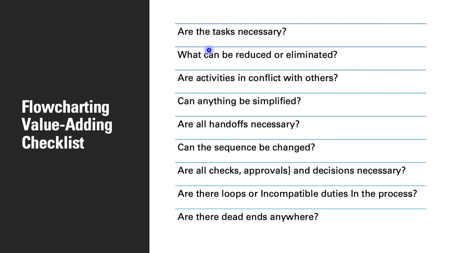Are the tasks necessary? What can be reduced or eliminated? Okay? Are activities in conflict with others? Can anything be simplified? Are all handoffs necessary? Can the sequence be changed? No? Are all checks, approvals, and decisions necessary? Are there loops or incompatible duties in the process? And lastly, are there dead ends anywhere?